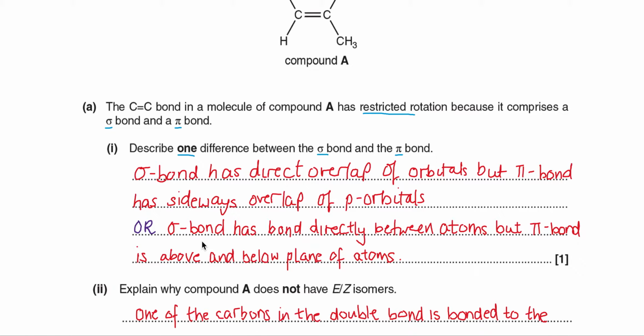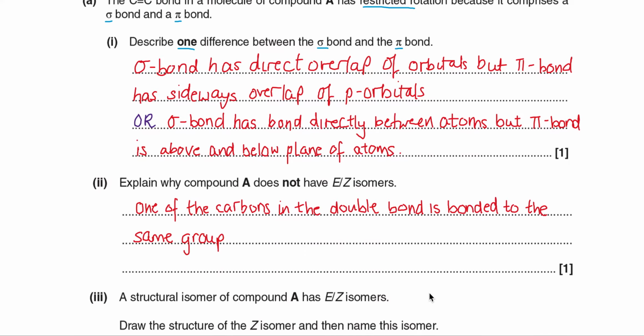Or you can mention electron density here. So for a sigma bond, electron density is between the two atoms. For a pi bond, electron density is above and below the plane of the atoms. So either of those there would have got you that mark.